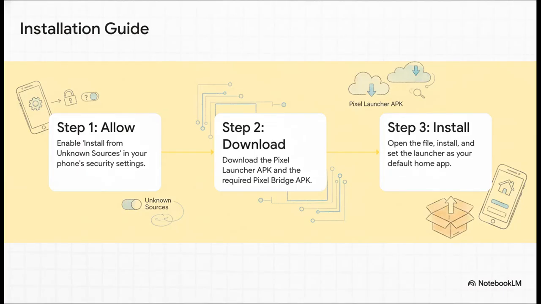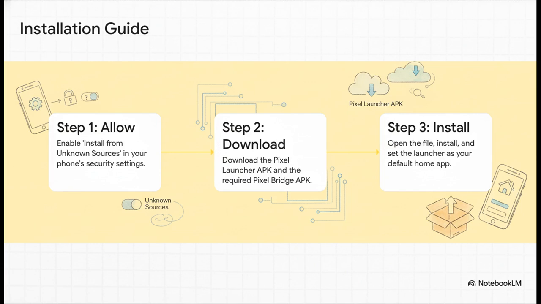First, just dive into your phone's security settings and enable the option to allow installations from unknown sources. Second, you're going to download 2 files, the main Pixel Launcher APK and a little helper file called the Pixel Bridge. Now, that second file is absolutely crucial. It's what makes the Google Discover feed work when you swipe left. Finally, just open the launcher file, install it, and then set it as your default home app.